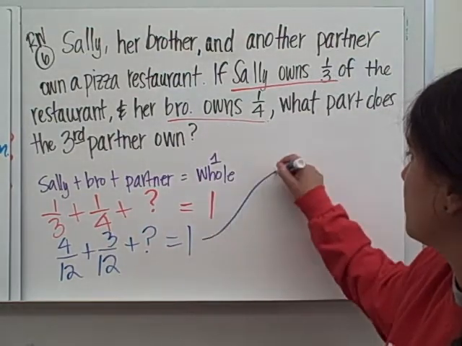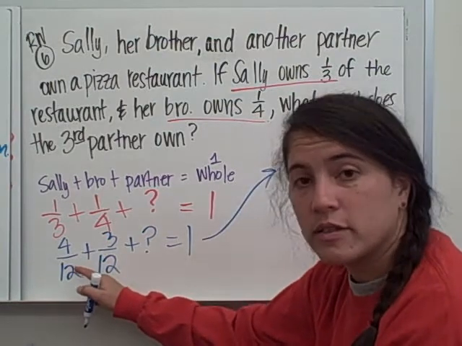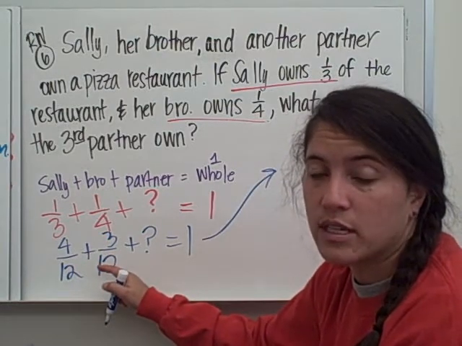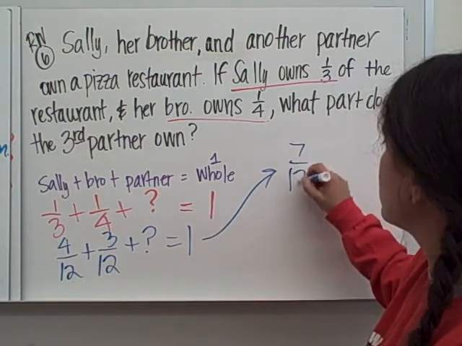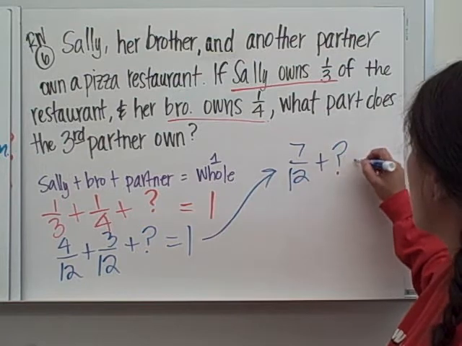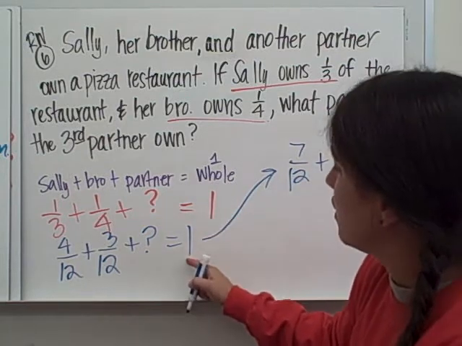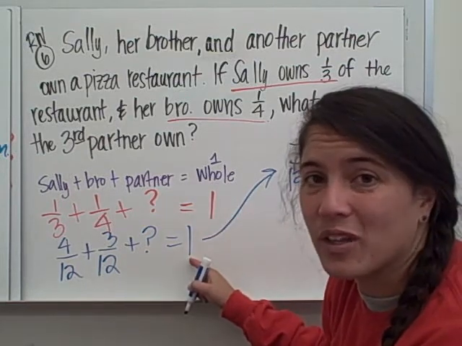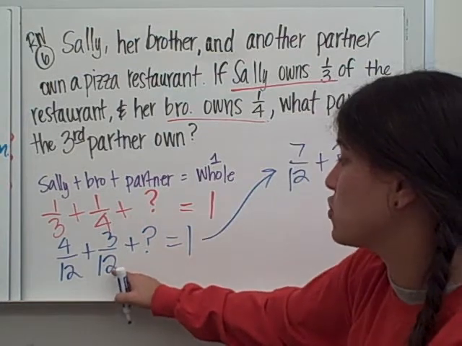So I'm going to move over here. 4/12 plus 3/12 is going to give me 7/12 is what Sally and her brother own together. Plus what is going to give us one whole. Now, one whole right now doesn't really help us. We want a common denominator of 12.